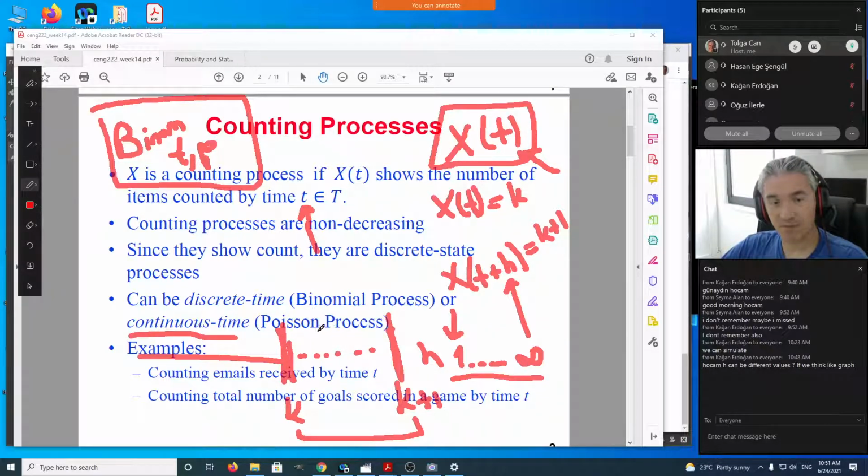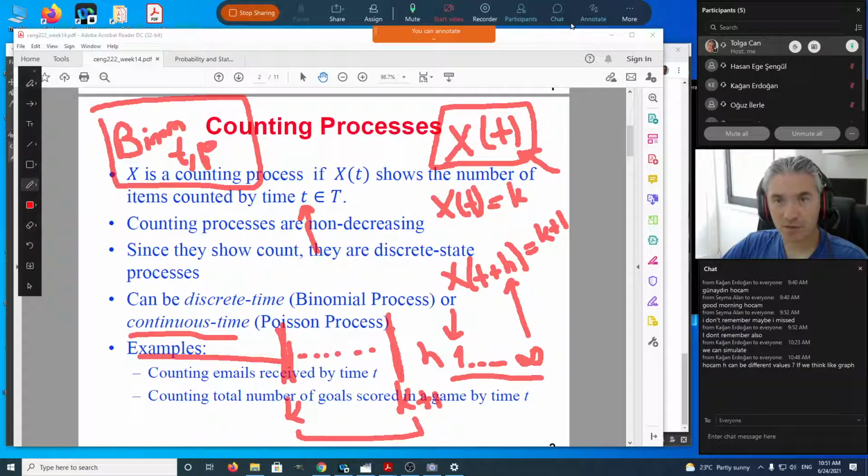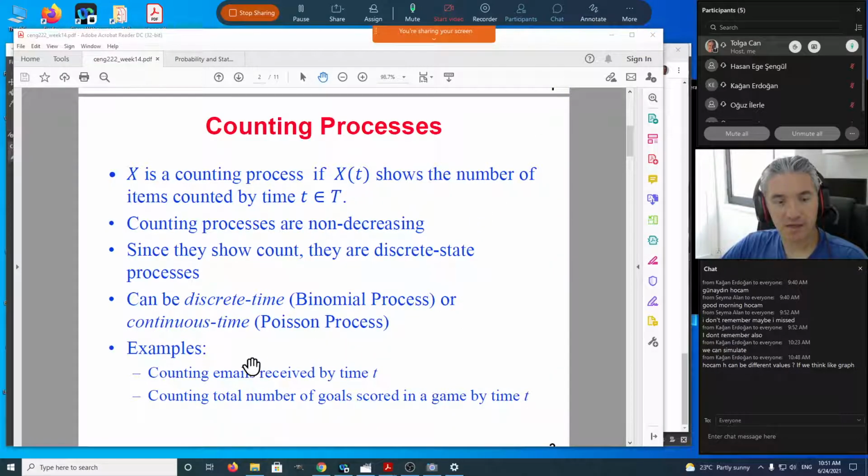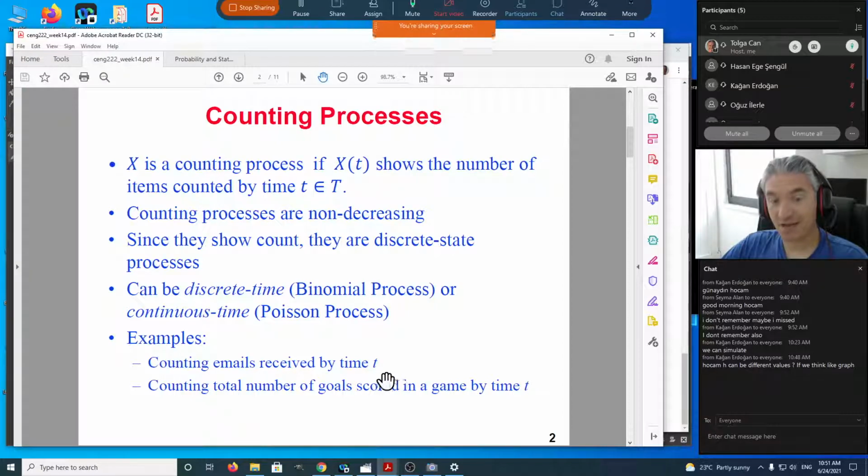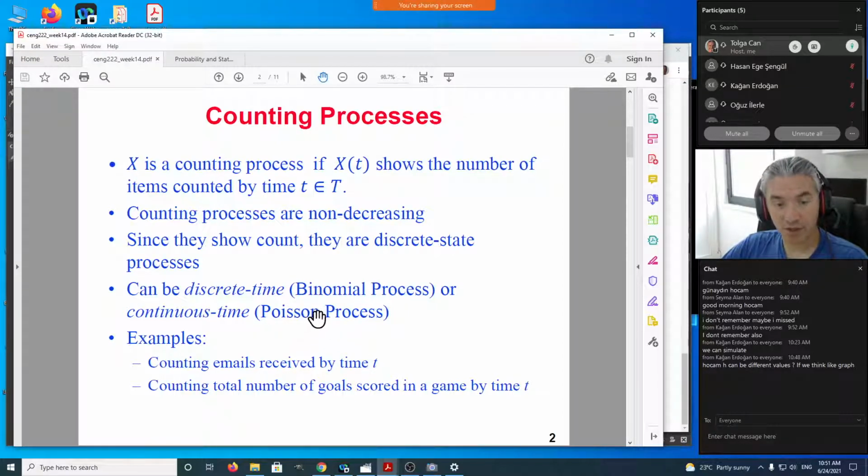So lambda, if you remember the Poisson distribution, we could have a lambda which is non-integer, but the Poisson variable itself is the number of things that happen in a certain time. When it becomes continuous time, it will be a Poisson process. I'm going to give you some examples of that. So counting emails received by time t. If this time is continuous, it's a Poisson process.